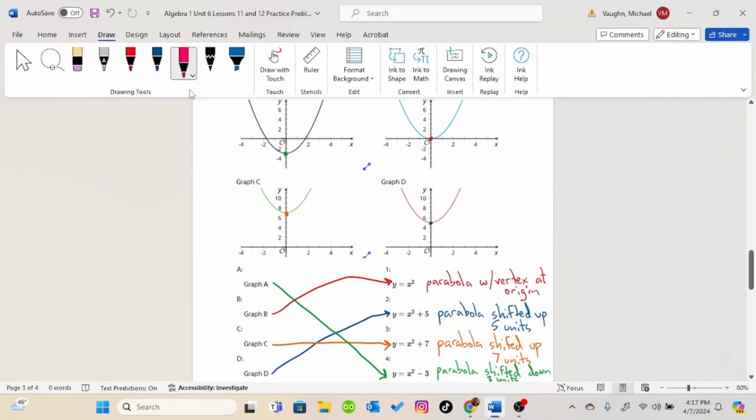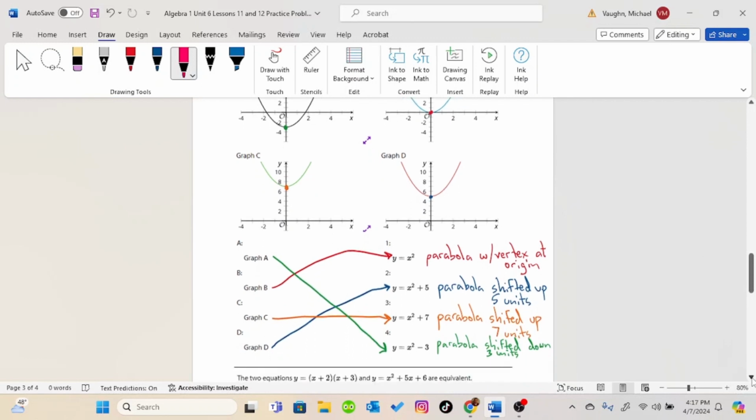What you need to take away from this is that adding or subtracting to the equation, adding shifts up, subtracting shifts down.